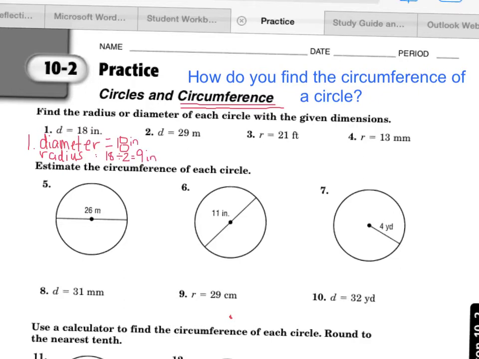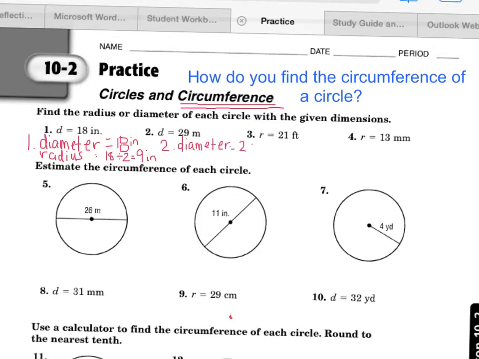And make sure we label it. It's not squared because we're not finding area. We're not seeing how many squares cover the circle. We're finding the distance around the circle. So your radius is going to be half of your diameter every time. Okay, write down number 2. Spell out the word diameter. It only takes a couple seconds.